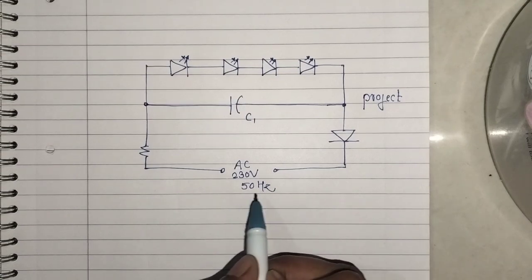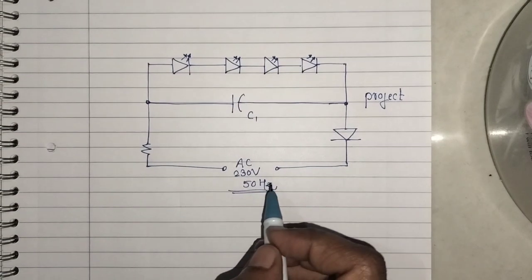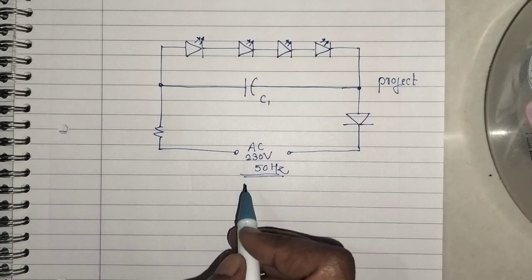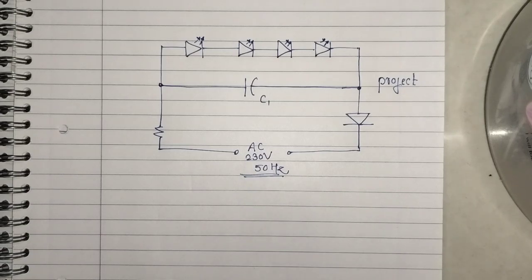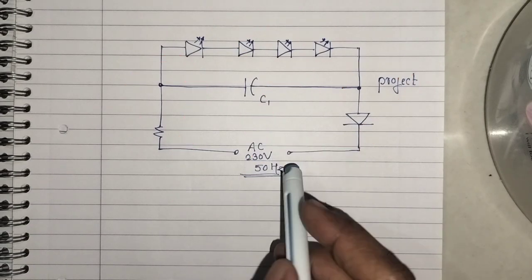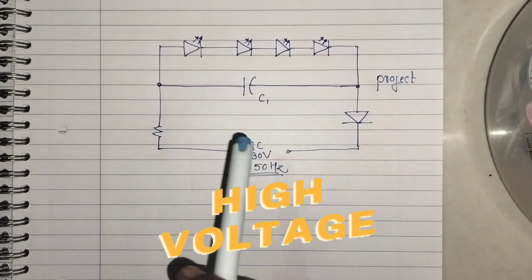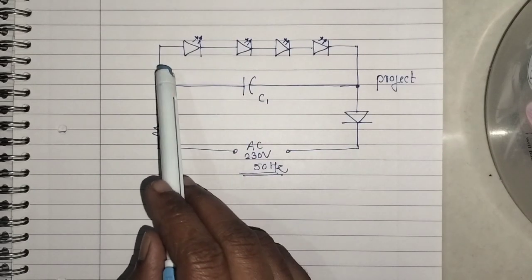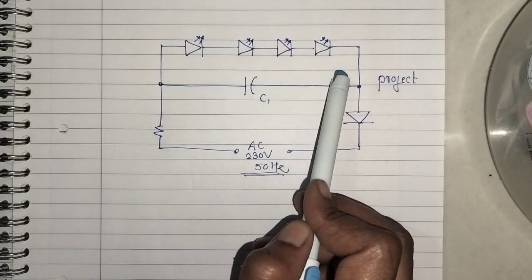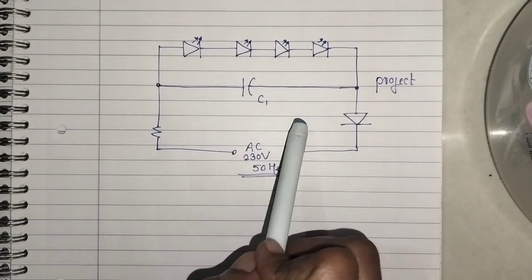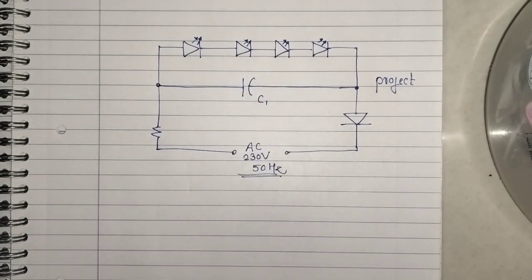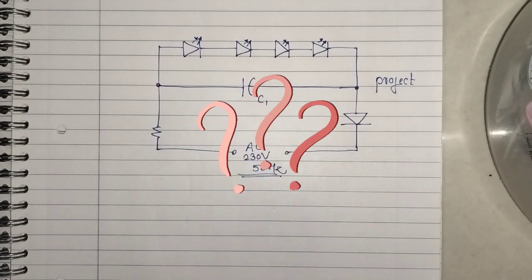Now you can see here what I have written is AC, and that's 230 volt. So are you quite confused, because I just connected 230 volt without rectifying it and without using anything, I'm just putting the LEDs in series. Do you think it will damage the LEDs?